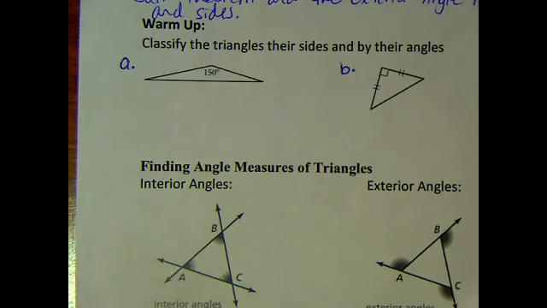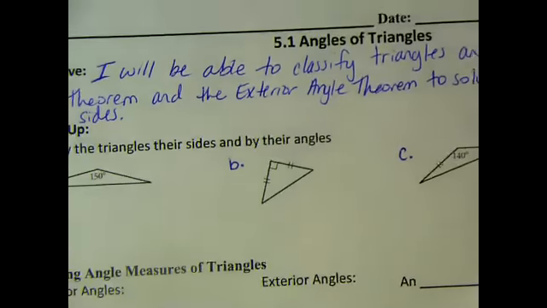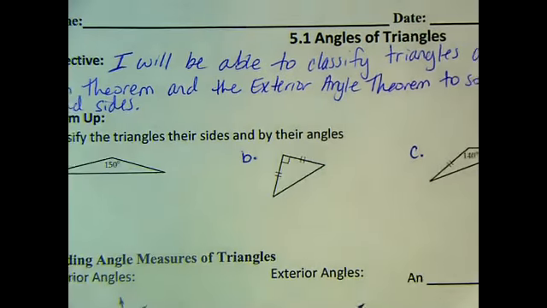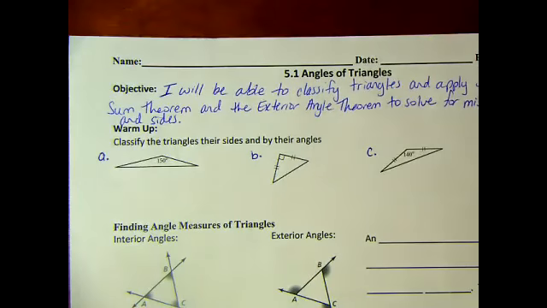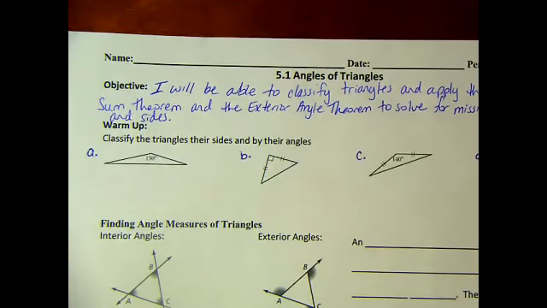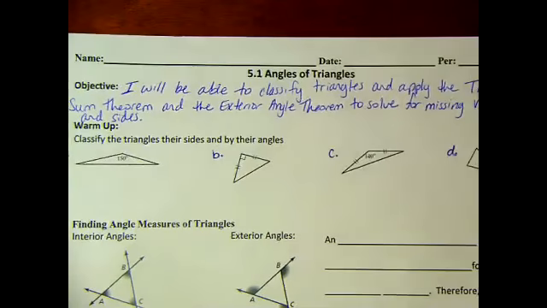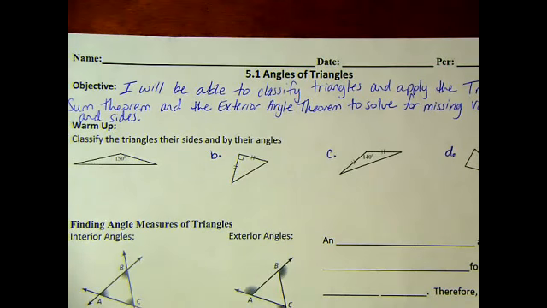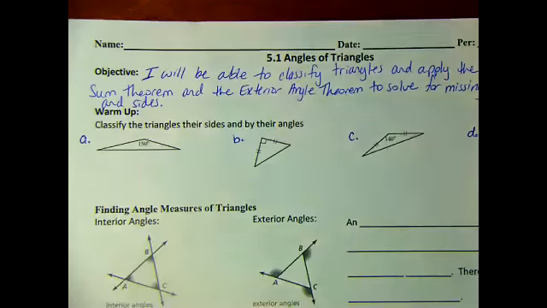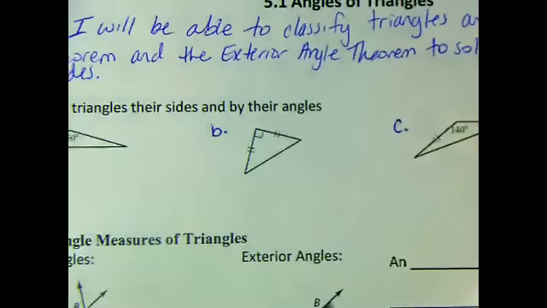Okay, there we go. All right, so we are going to be talking about 5.1 angles of triangles. As I mentioned, our objective will be to classify triangles and apply the triangle sum theorem and the exterior angle theorem to solve for missing values. Okay, first let's go over our warm-up here.